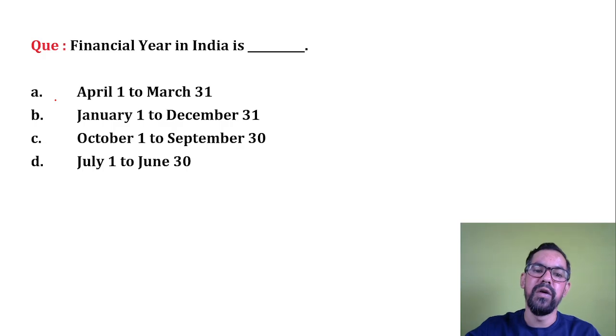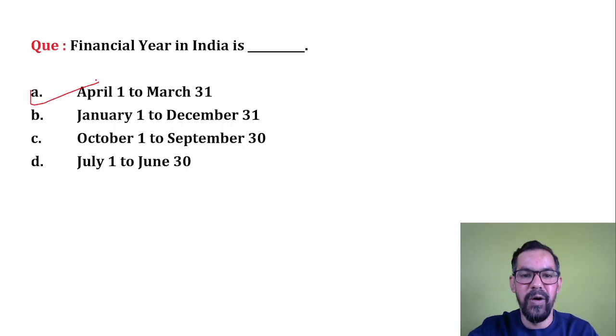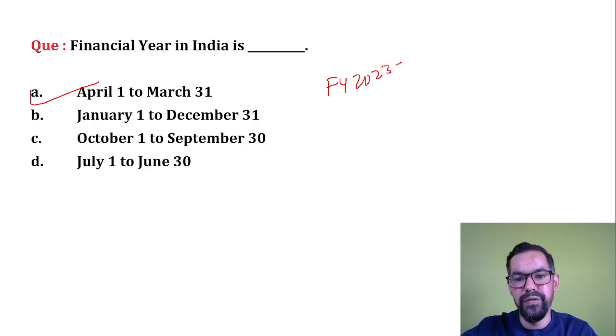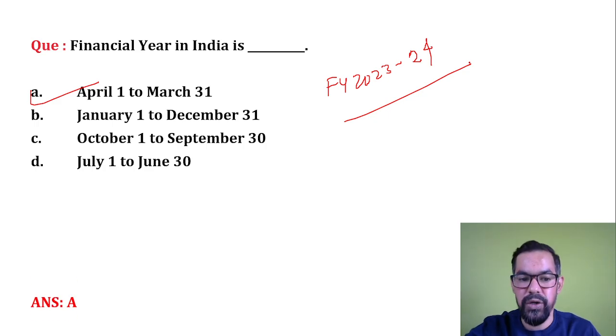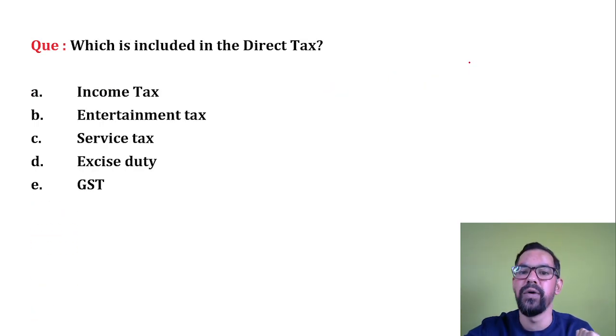Okay, next one, the financial year in India is April 1st to 31st March. We already discussed this one. So let's say the next financial year is financial year 23-24. It will start from 1st of April 2023 and it will end on 31st of March 2024. So option A is the correct answer for this one.